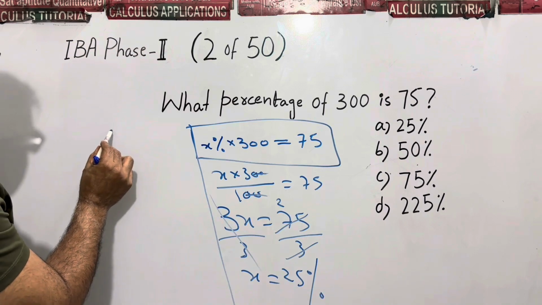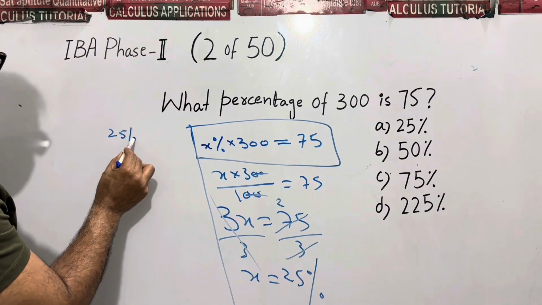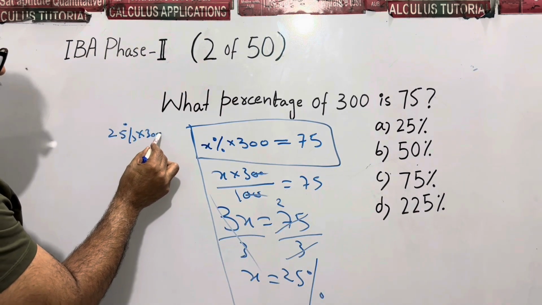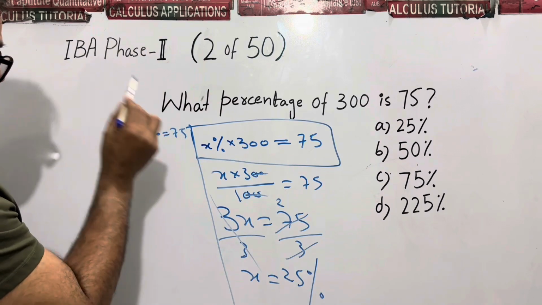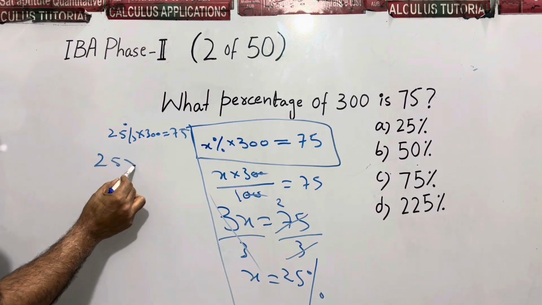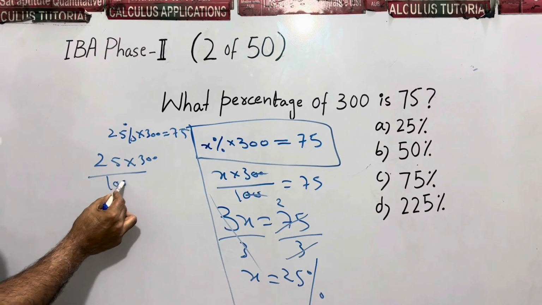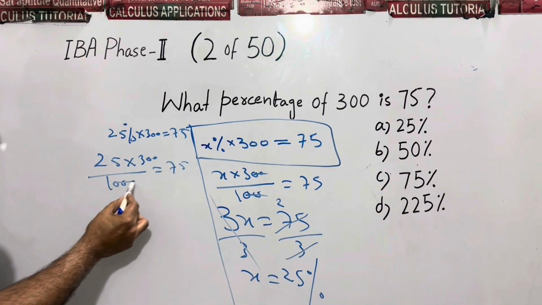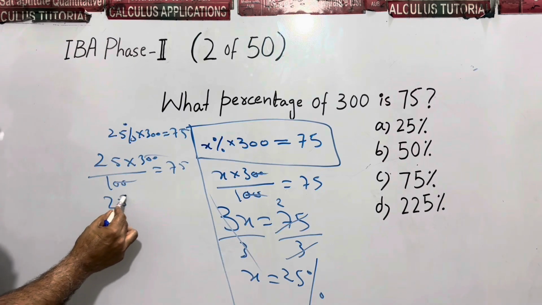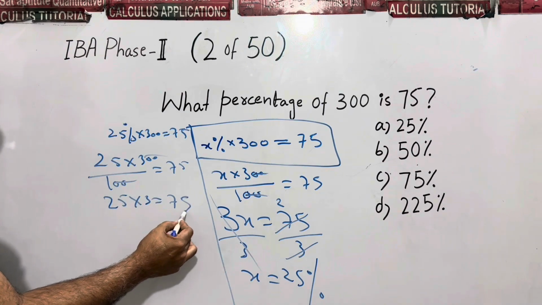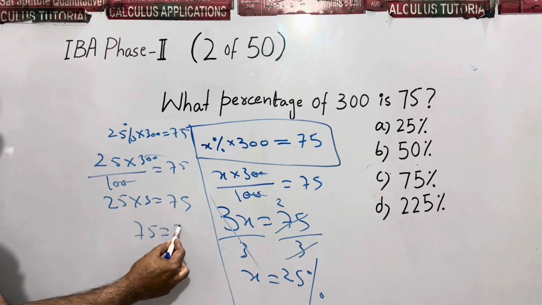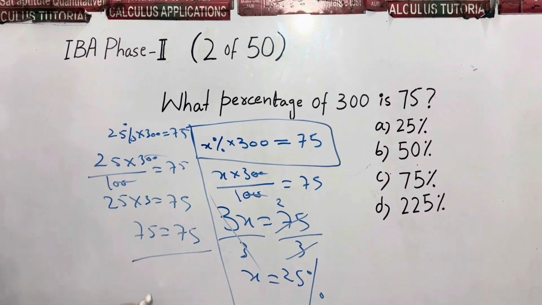Let's verify. 25% of 300 results in 75. 25 multiplied by 300, to get rid of percent divide by 100, is equal to 75. Verification: cancelled out, 25 times 3 is equal to 75. 75 is equal to 75.